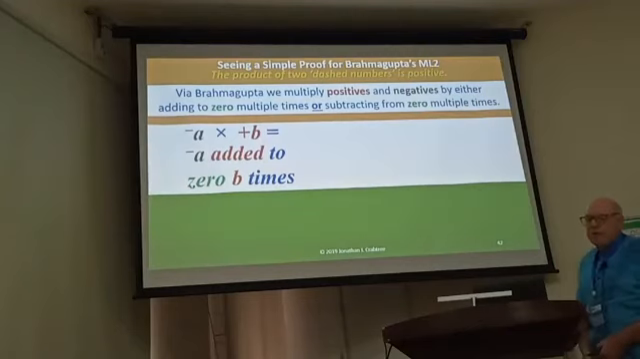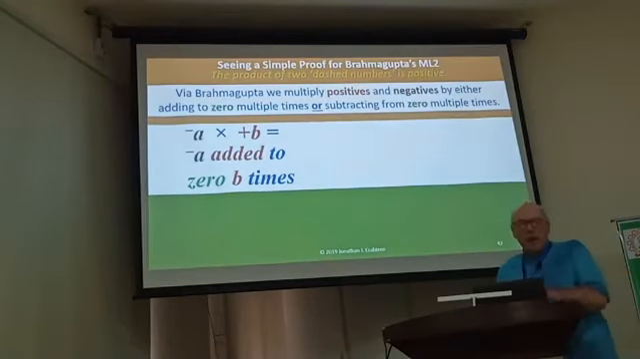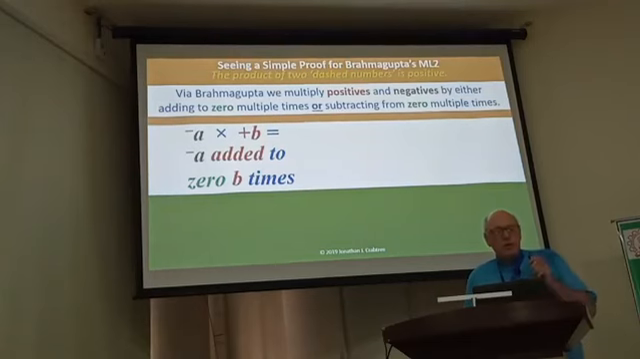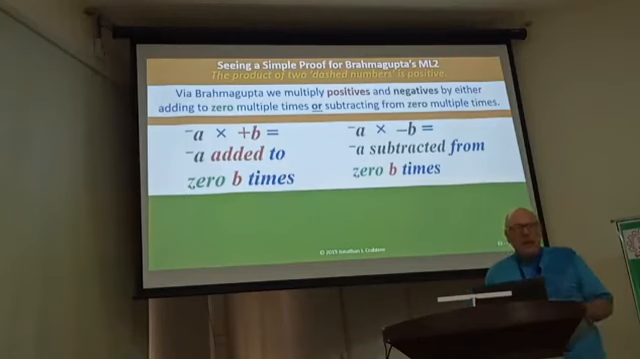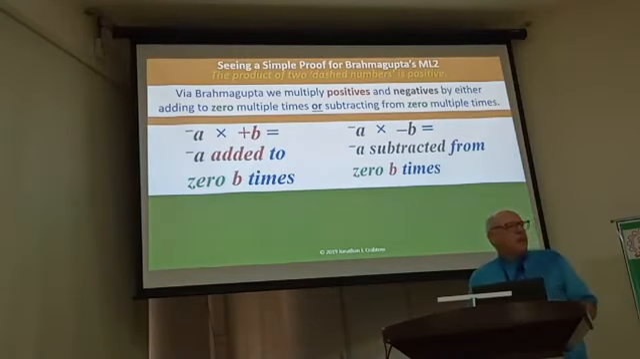So, via Brahmagupta, we multiply positives and negatives by either adding to zero multiple times or subtracting from zero multiple times. So, this is read negative A into add B. So, it's negative A added to zero B times. No one's really aware of how multiplication actually has to be understood. And negative A into subtract B means we are taking negative A and we're subtracting it from zero B times.